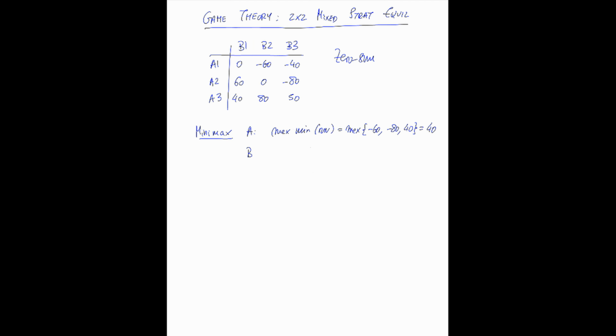Player B is the opposite: the minimum of the maximum of the columns. On the first column, the maximum is 60, second column, maximum is 80, third column 50, and now the minimum of this is 50. As 40 is not equal to 50, we don't have a pure strategy equilibrium.